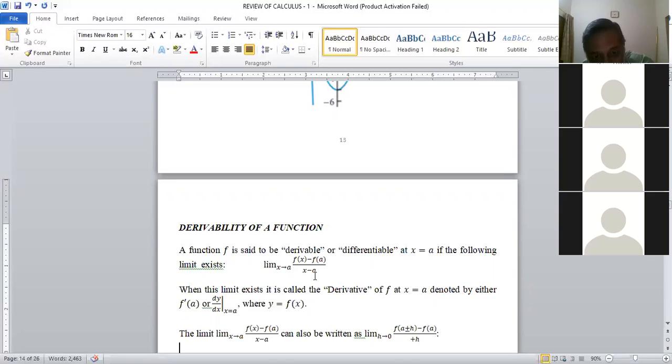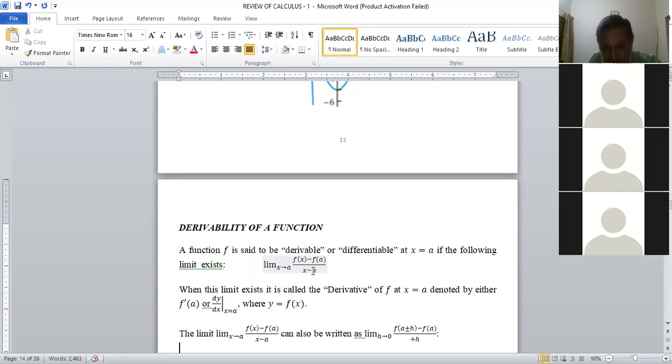डेरिवेबिलिटी चेक करते वक्त भी हम एक लिमिट निकालते हैं, लेकिन वो फंक्शन की लिमिट नहीं है. It's not the limit of function, it is something else. It's the ratio of two numbers, one that gives you the difference of y and the other is giving the difference of x. So it is not the limit of the function, it is the limit of the ratio of change in y and change in x, or rate of change of function. A function is derivable if this limit exists.